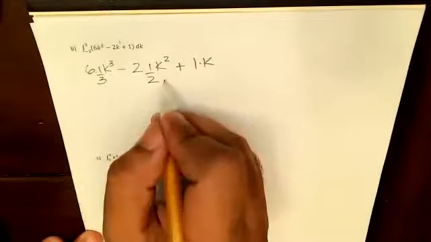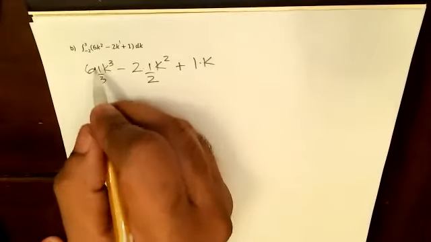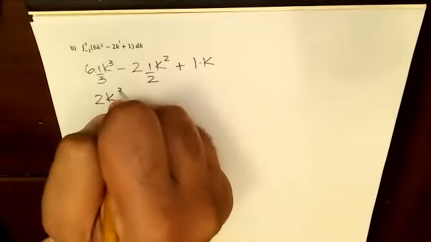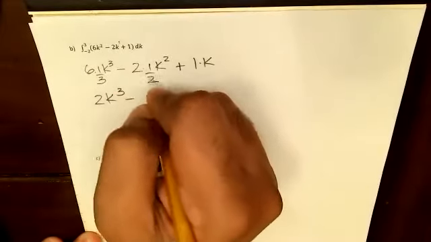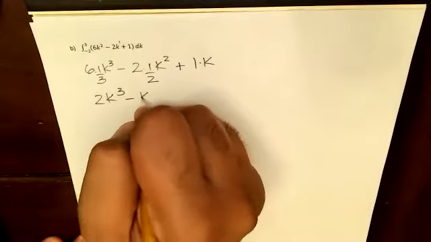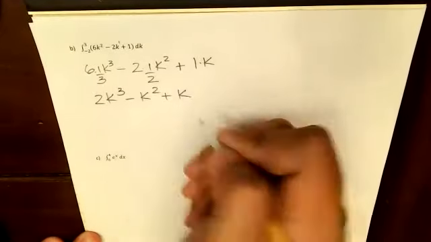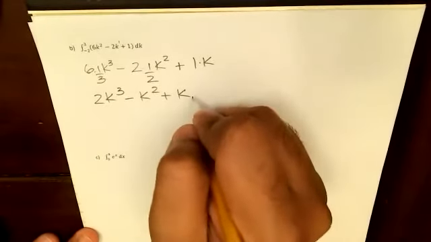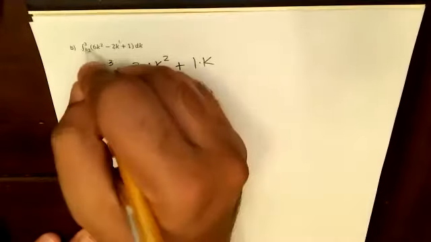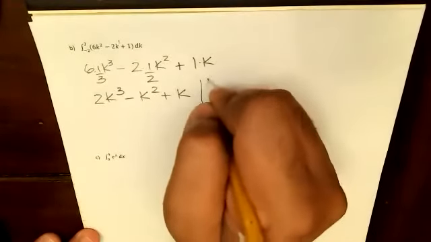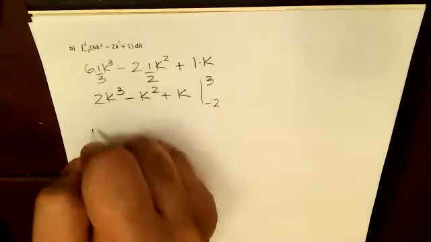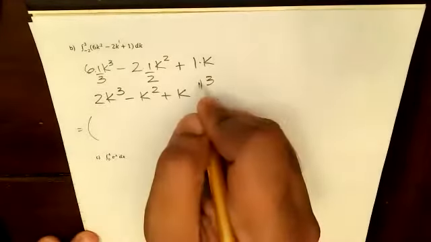Okay, let me go ahead and simplify this first. So 6 times 1/3, that will be the same thing as 2k cubed minus here, the 2 times 1/2, the 2's are going to cancel, so that's just going to be minus k squared plus k. That's my antiderivative. Now, usually I would put plus c, but because there were numbers right there attached to it, I have to plug in those numbers. Okay, so I'm going to draw a line, and then 3 on top, 2 on the bottom.